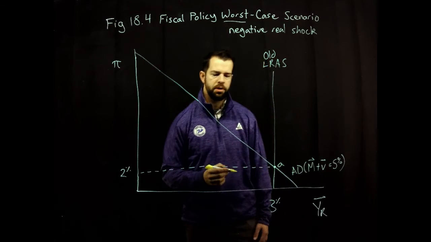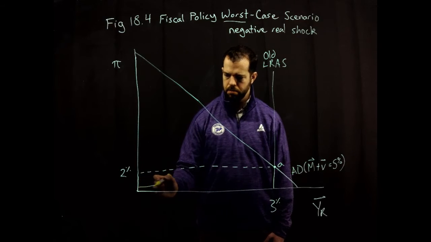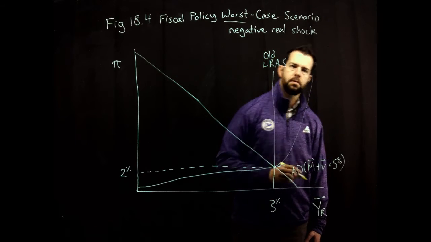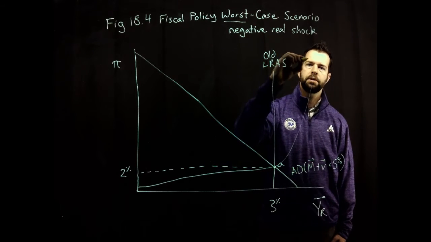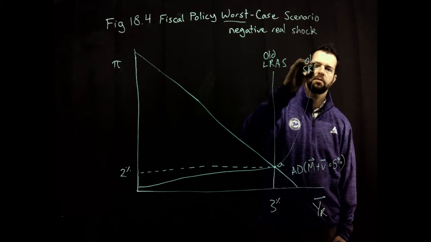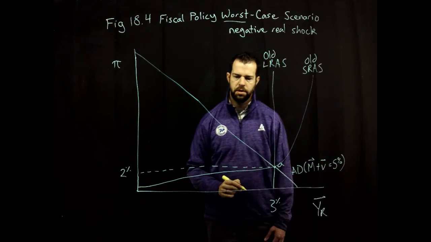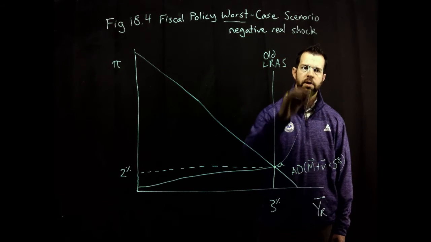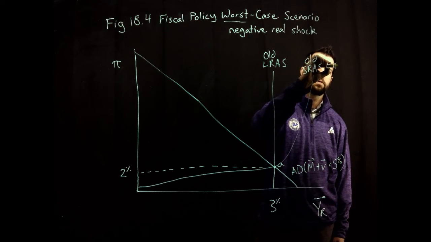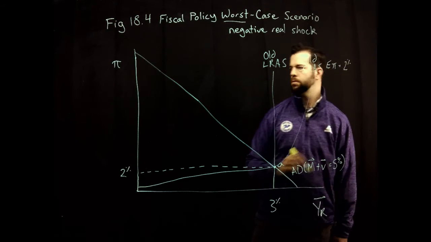We need the short run aggregate supply curve. And this is going to be the old short run aggregate supply curve, because when we shift the long run aggregate supply curve, it's going to come with it. All right, so there's our short run aggregate supply curve, and it's associated with an expected inflation rate of, you guessed it, 2%.